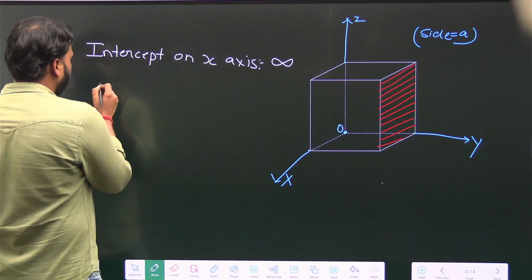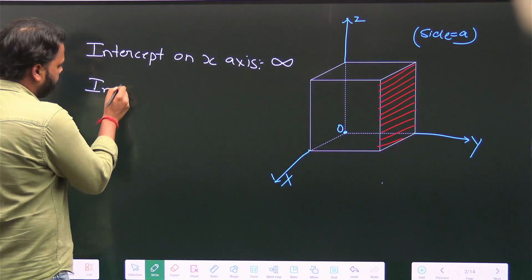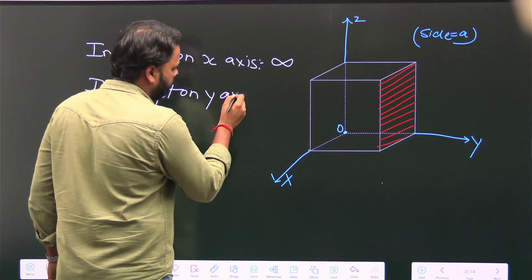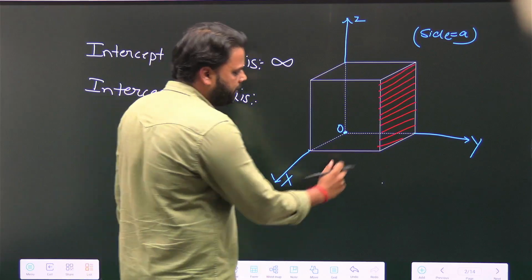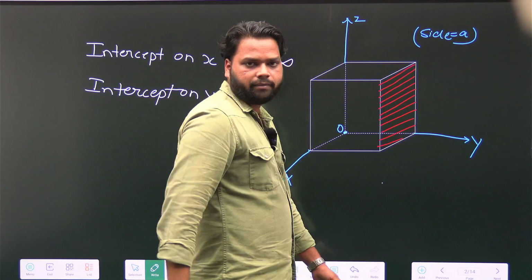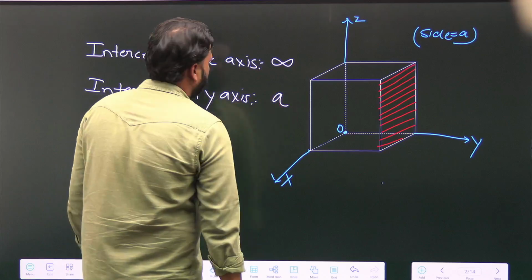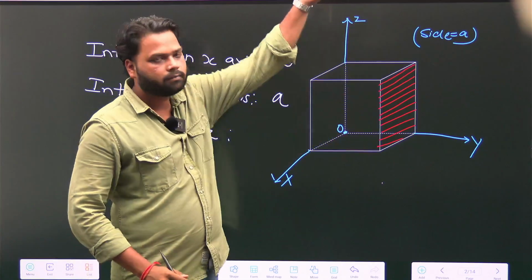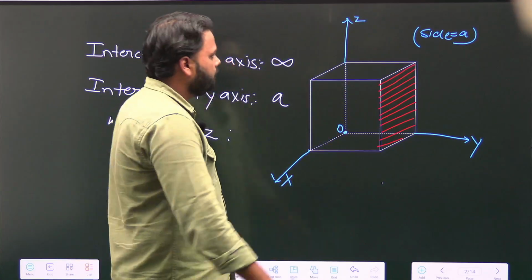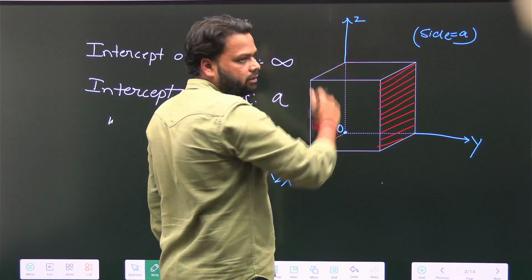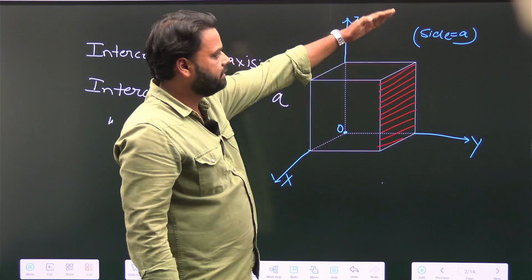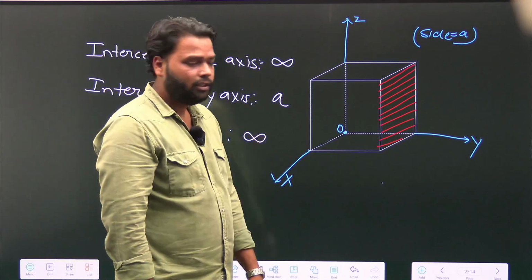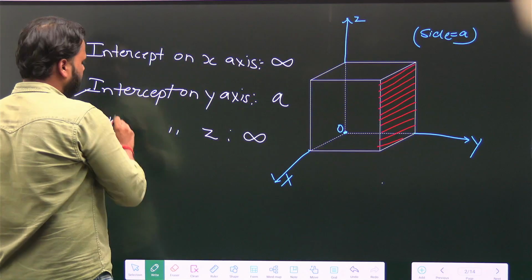Okay. Tell me, intercept on the y-axis. What will the intercept on the y-axis be? Where is it cutting the y-axis? At a distance a, okay. Now intercept on the z-axis. Where is the intercept on the z-axis? Infinite again. It does not cut the z-axis, so we suppose it will cut the z-axis at infinity. So the intercept will be infinity, right? So these three are our intercepts.